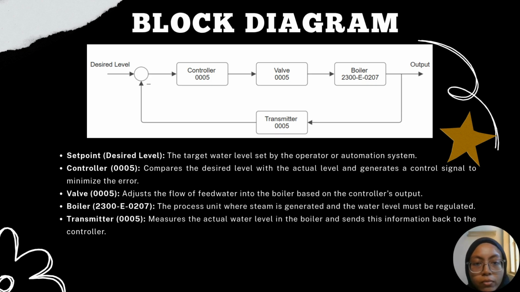And last, we have the transmitter 0005. This is our sensor. It measures the actual water level inside the boiler. This important information is then sent back to the controller, completing the feedback loop. This continuous measurement and feedback is what makes the system closed loop and allows for dynamic adjustment.